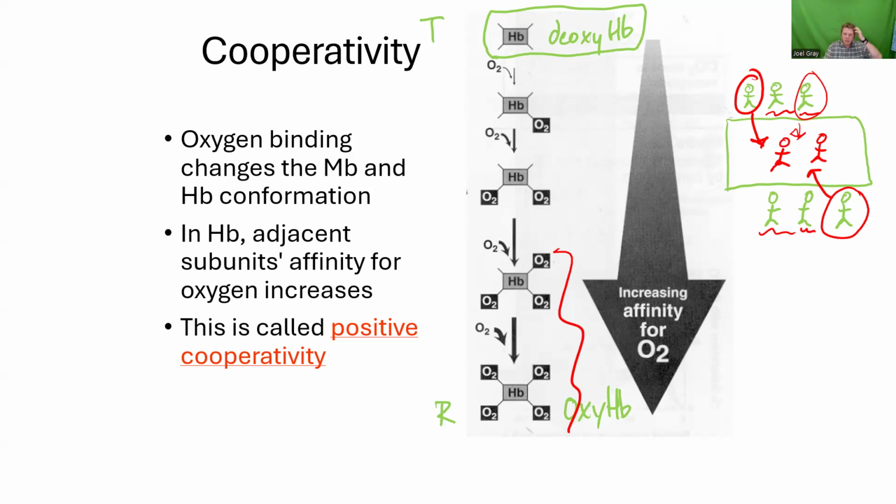So this is one of the things that I want you to understand. The first oxygen to bind, it's difficult, but the third and fourth oxygens are very easy to bind to hemoglobin. Okay, so that completes what I wanted to talk about today.